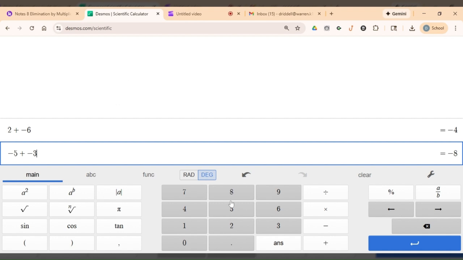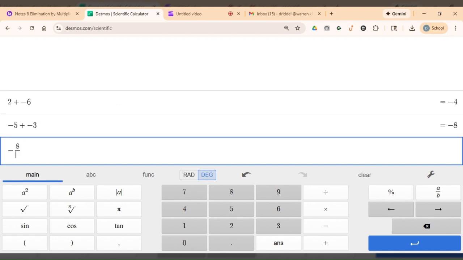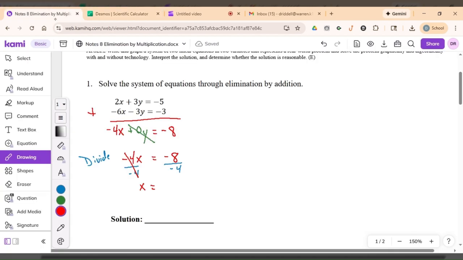Again, calculators can help us with that stuff. Negative 8 divided by negative 4 is positive 2. We need to know that's positive 2. And right there in your solution, you just found the first half of the answer. So the x value is positive 2. So we put that 2 in the x spot.